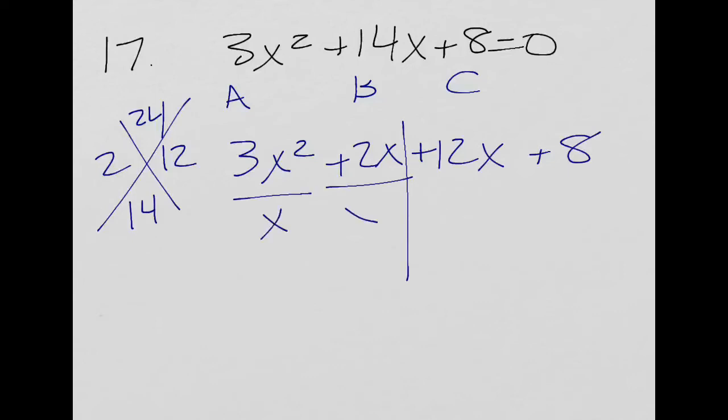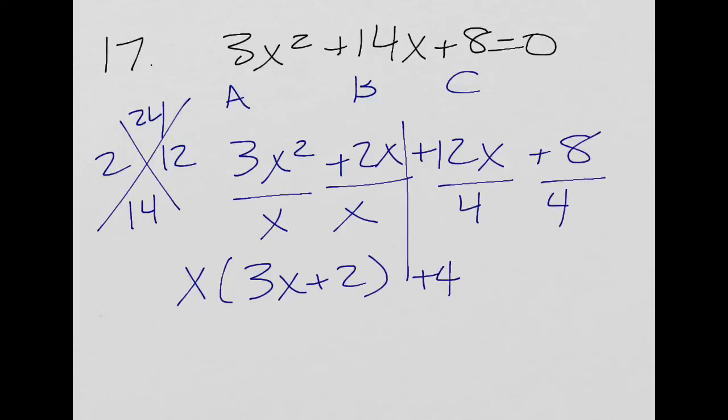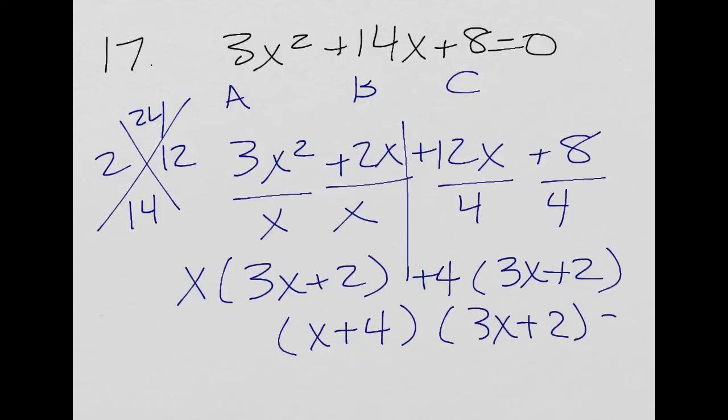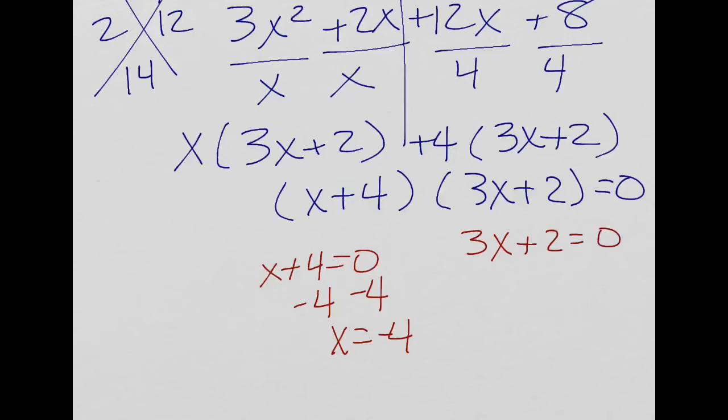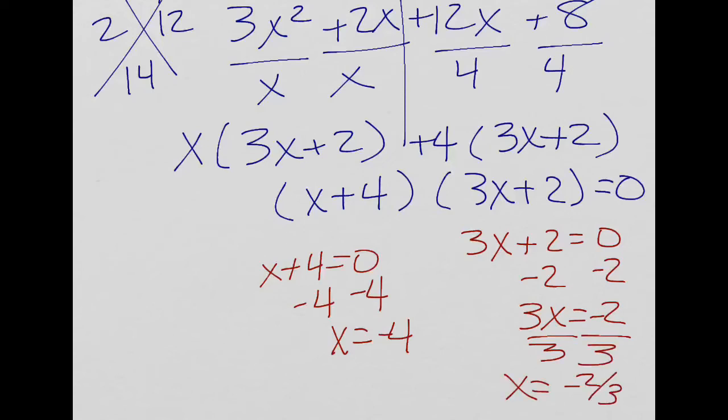GCF of the left side is just x. So I get an x, 3x plus 2. GCF of the right side is 4. So I get a 4, 3x plus 2. So I get x plus 4, 3x plus 2 equals 0. So I'm going to set each side equal to 0. So one of my answers is negative 4. The other side, I'll subtract 2, divide by 3, so x equals negative 2/3.